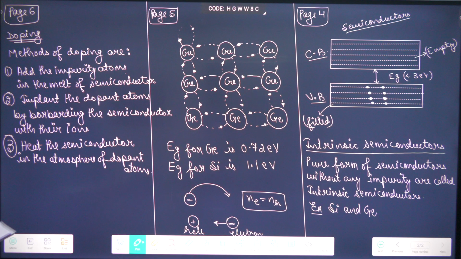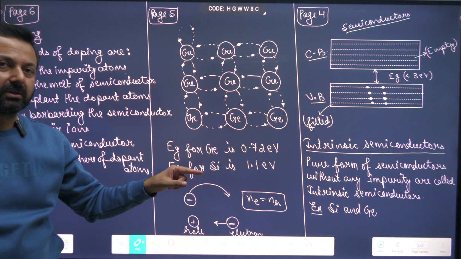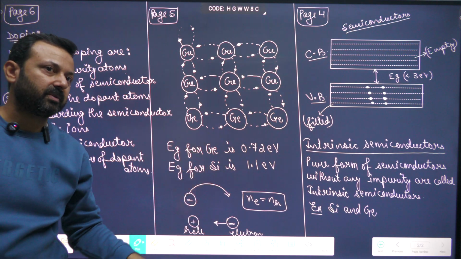Now the next topic is extrinsic semiconductors. So these are the methods of doping. Add the impurity atoms in the melt of a semiconductor. In the melt of a semiconductor means the semiconductor is now a little bit heated, and it is in its molten state. Then in that molten state, if we add some impurity atoms, those impurity atoms get stuck inside the semiconductor and they become an extrinsic semiconductor. When we add some impurity to an intrinsic semiconductor, then it becomes an extrinsic semiconductor.